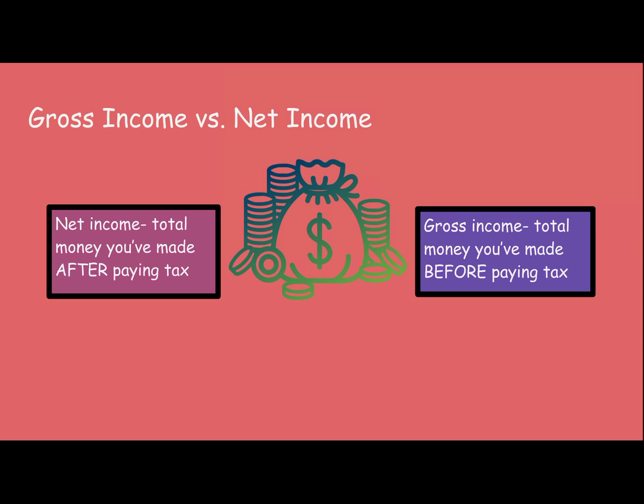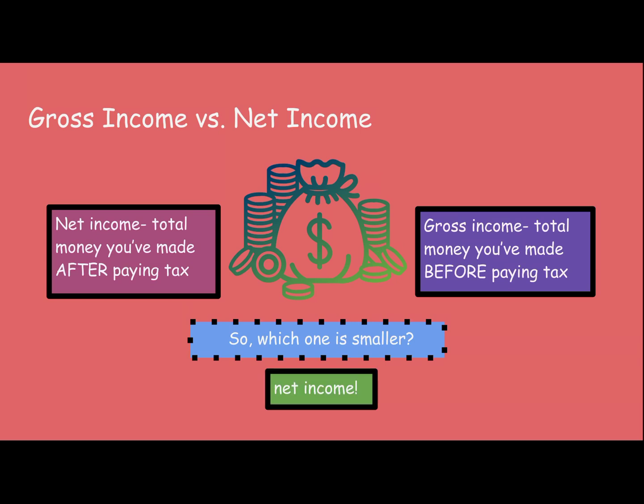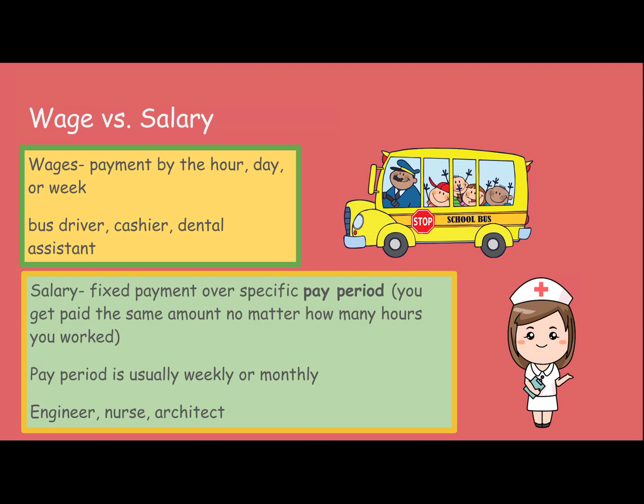Okay, so getting into gross income and net income. Net income is the total money you've made after paying tax, and gross income is the total money you've made before paying tax. We all love gross income. It's the money before you give some of that money away, which brings us to which one is smaller. Net income, because it is the money you have now after paying tax, which means you have less money, which is a bummer, but you just have to pay tax.